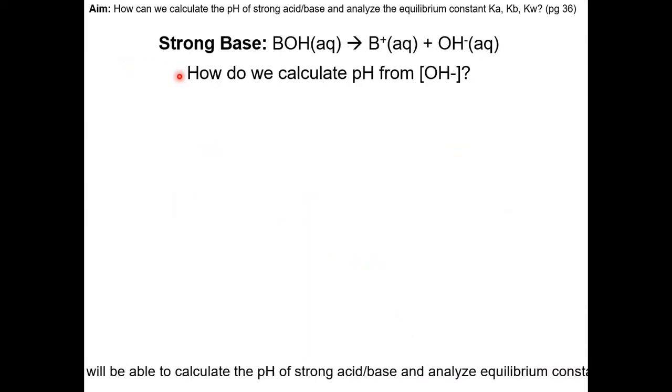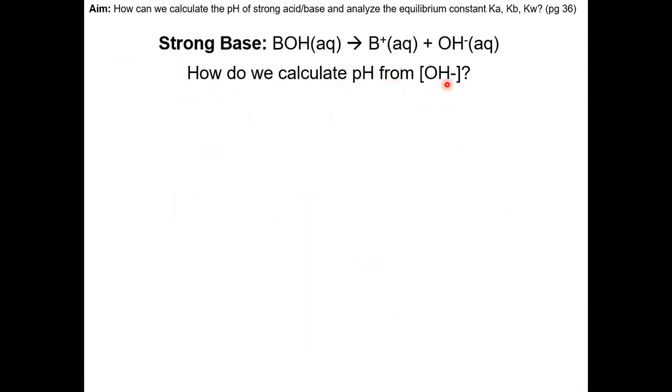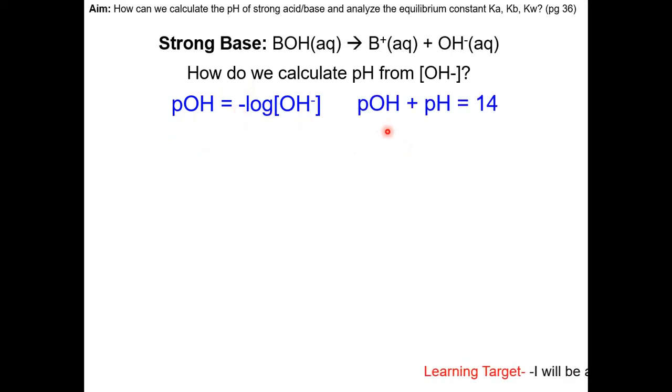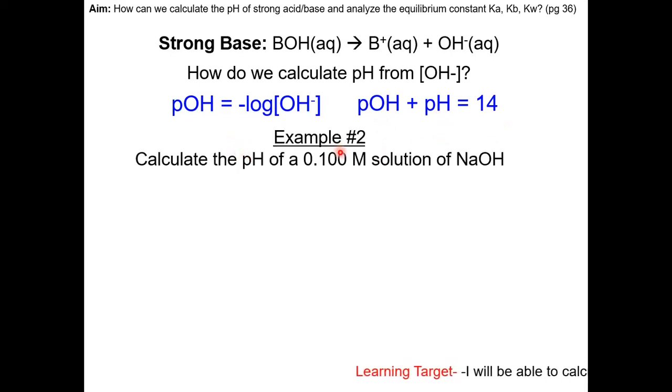For a strong base, how do we calculate the pH from the hydroxide ion concentration? We have to use these two equations. pOH is the negative log of the hydroxide ion concentration, and pOH plus pH equals 14. Example number 2, calculate the pH of a 0.1 molar sodium hydroxide solution.